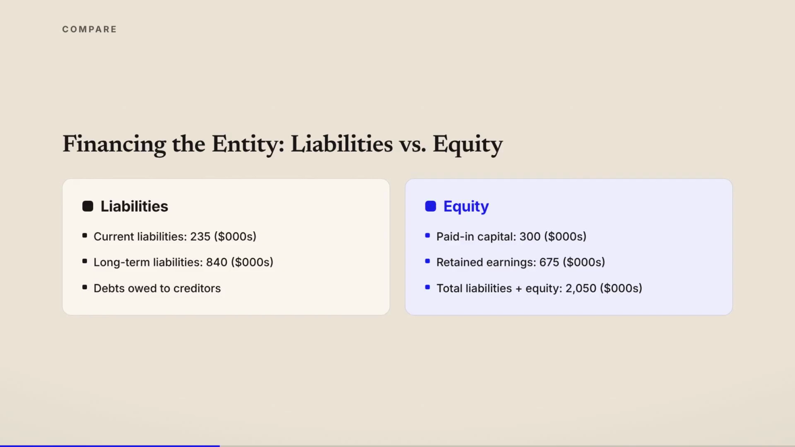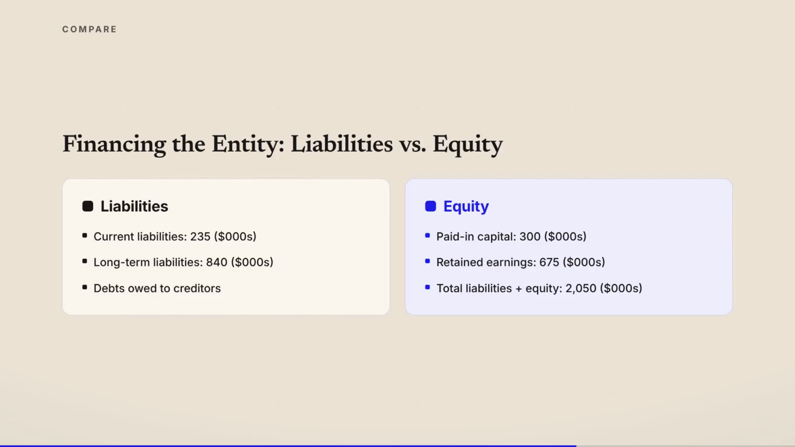$235,000. Long-term liabilities are obligations extending beyond a year. The long-term bank loan is $840,000. Together, liabilities are $1,075,000. The remaining financing is equity, the owner's claim after liabilities are deducted. Paid-in capital is $300,000 supplied by investors. Retained earnings are $675,000, generated by profitable operations and reinvested in the entity. Equity therefore totals $975,000. Now check the equation.